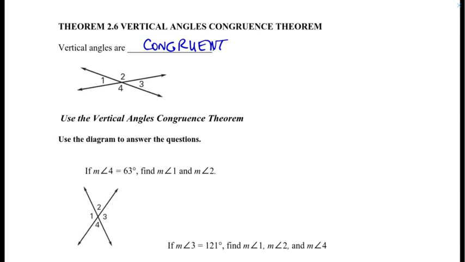So when we look at this diagram, angle 2 and angle 4 would be vertical angles. Again, across from one another, you see that the rays forming those are opposite rays from the other angle. Likewise, we would have angle 1 and angle 3 as being vertical angles. So this theorem is saying that the measure of angle 1 has to be equal to the measure of angle 3, and the measure of angle 2 has to be equal to the measure of angle 4.